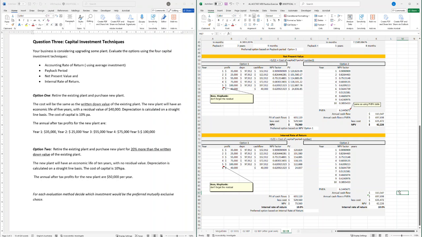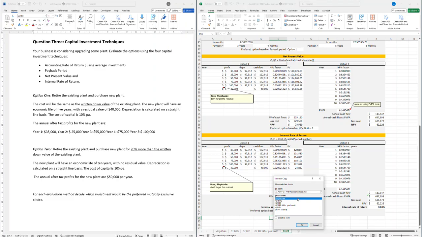Okay, so now let's calculate the actual internal rate of return. So basically what we're saying is what is the internal rate of return if our investment is break even, which means our NPV equals 0. So what we'll do is this, you haven't learned this before, so pay attention. Right click, move or copy. Just similar to last time, create a copy. This time move to the end. Remember to click create a copy.